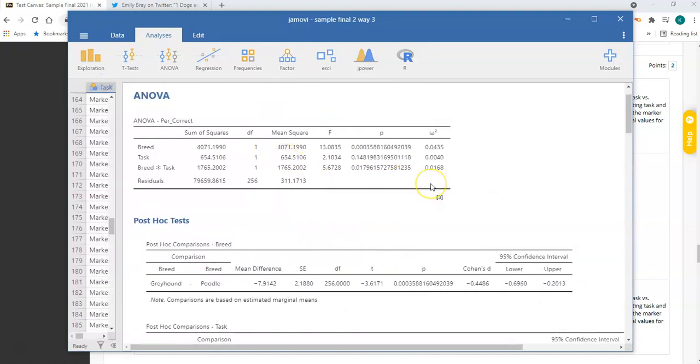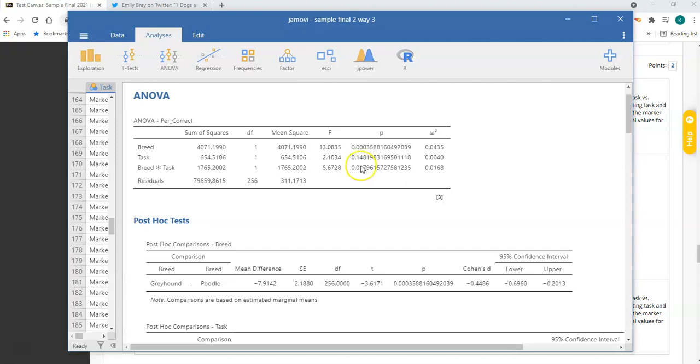And so here we are. Remember, you're going to get 3 F values. One that is talking about the interaction between breed and task. And you can see here we have a p-value. So we're going to have a significant interaction. We're going to have an interaction that is going to have compelling evidence.